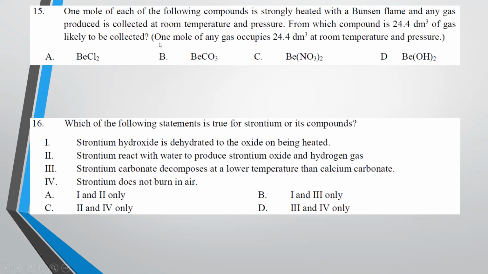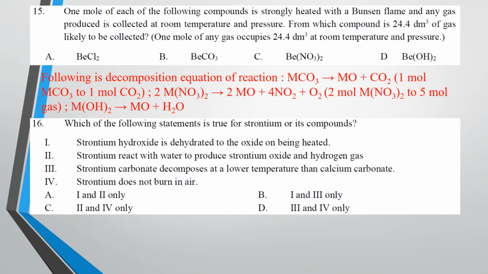So in here, you're heating 1 mole. At the end, you get 24.4, which is also 1 mole of gas. So which one is the possible gas? You have to write all the decomposition equations for A, B, C, and D. However, BeCl2 does not decompose. Whereas BeCO3 decomposes to become BeO plus CO2. So the ratio of the gas CO2 is 1:1. So B might be the answer.